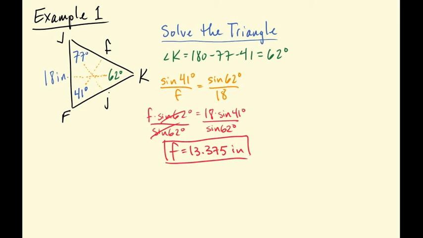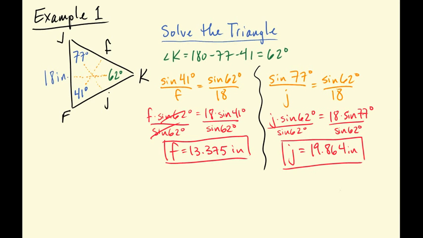So that's F we now know. And now I'm going to find the other one I didn't know, which is side J, and set up again. I'm going to do the sine of 77 degrees over J equals, and I'm always going to go back to that pair I originally knew, sine of 62 degrees over 18. I'm going to cross multiply and solve this very quickly. And boom, look at that, I'm already done. And I got J is 19.864 inches. And so we're done with the problem. We have solved the triangle. We found the one missing angle we didn't know and the two missing sides that we didn't know.